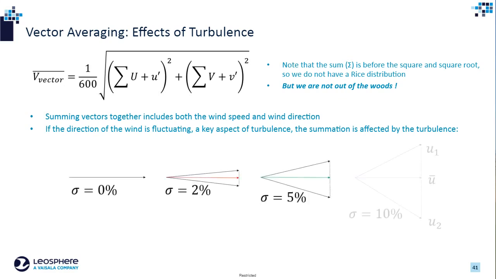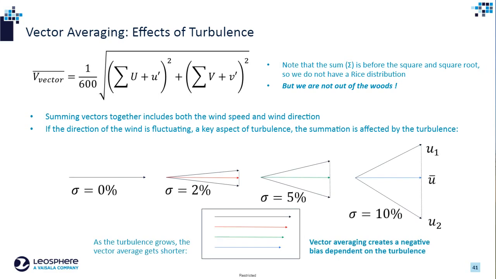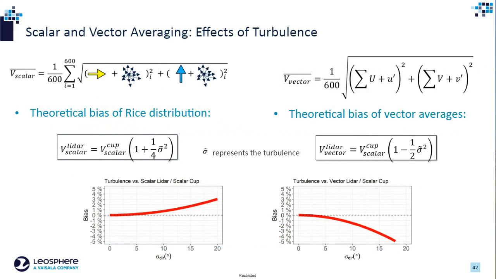As the turbulence grows, the vector average gets shorter, black to red to green to blue. Vector averaging creates a negative bias dependent on the turbulence. So we have our two new forms of our equations, and they each have theoretical biases that are shown here. For scalar averaging, we have this 1/4 sigma squared, sigma representing the turbulence, and for vector averaging, we have this -1/2 sigma squared.